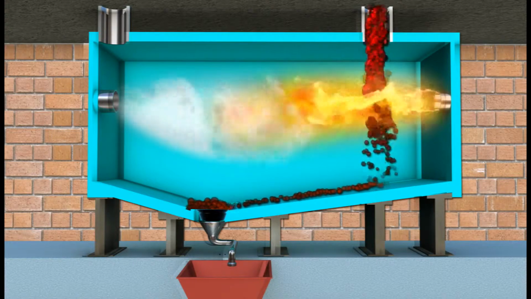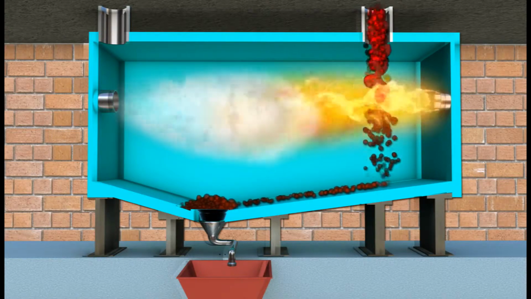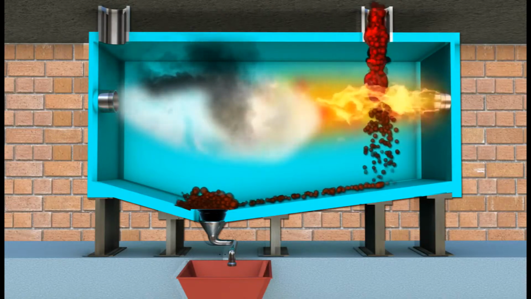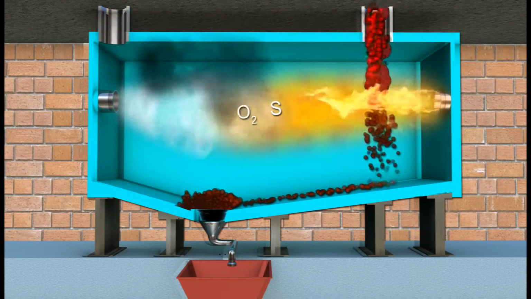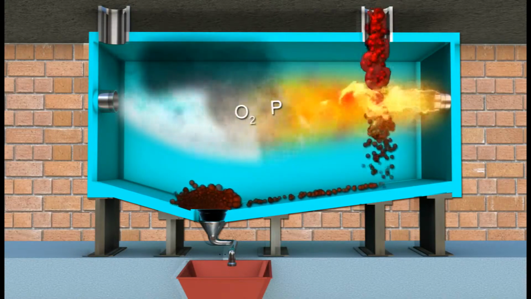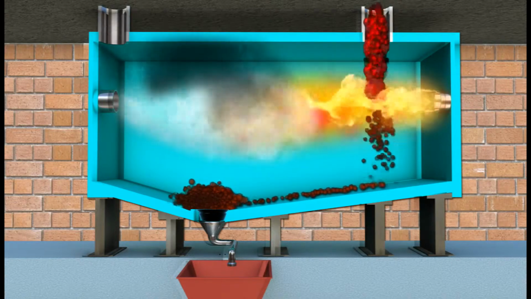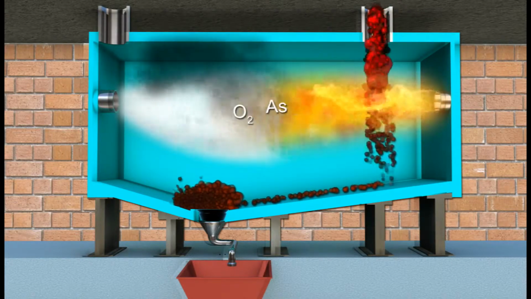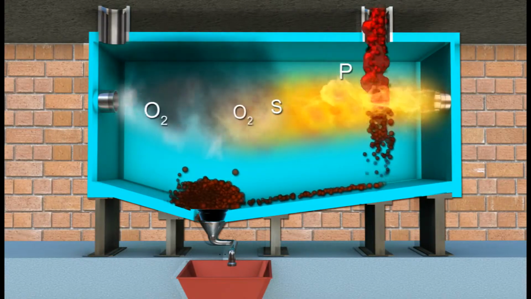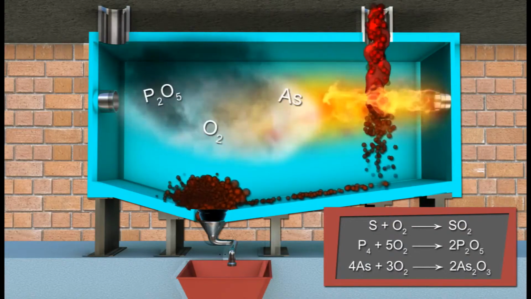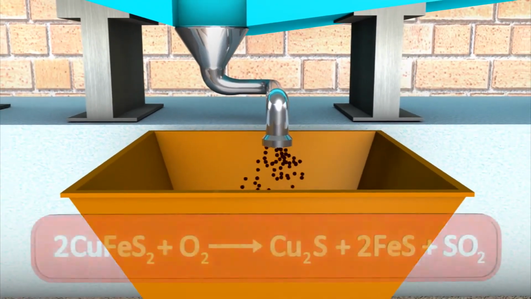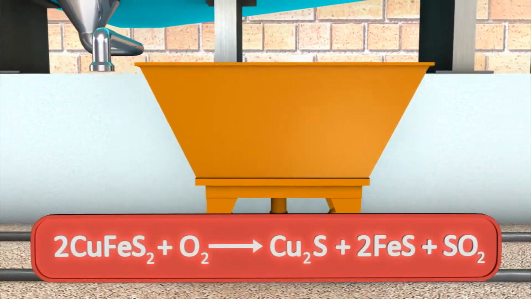What happens during roasting? Moisture and the volatile impurities are removed, and also sulfur, phosphorus, arsenic, and antimony that are present as impurities are removed as volatile oxides. Further, copper pyrite is partly converted into sulfides of copper and iron.